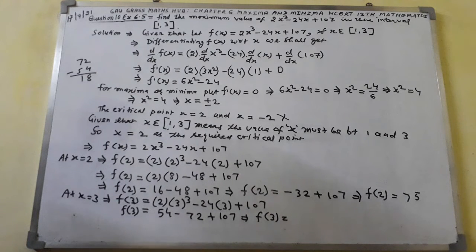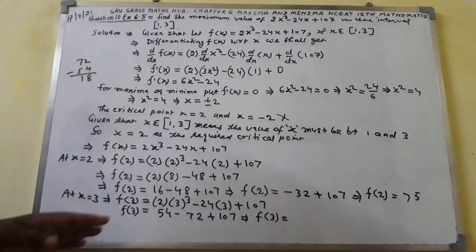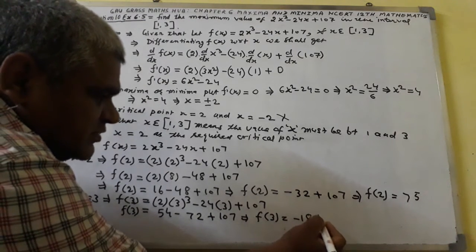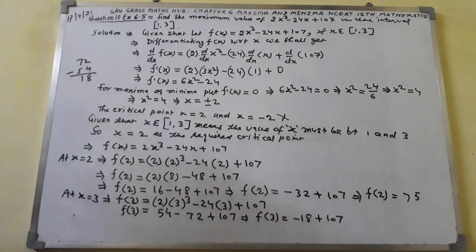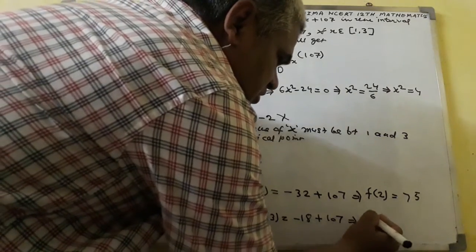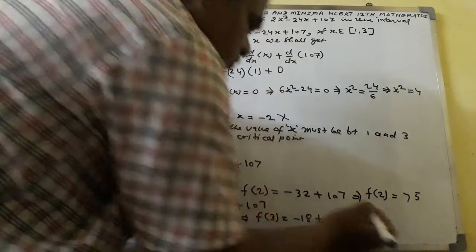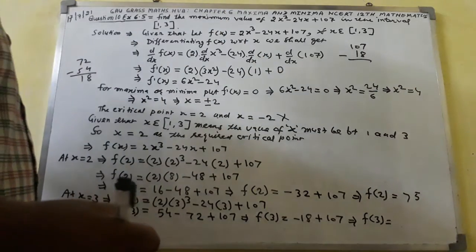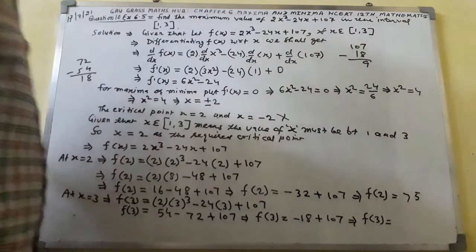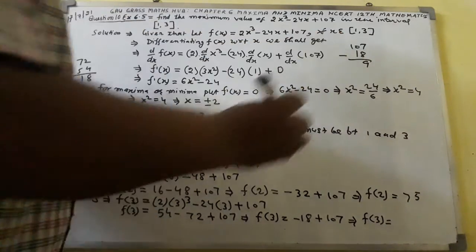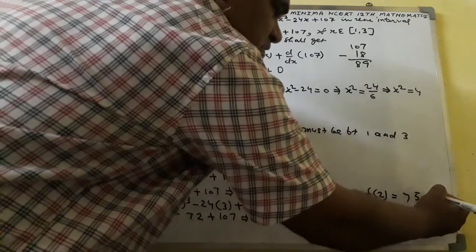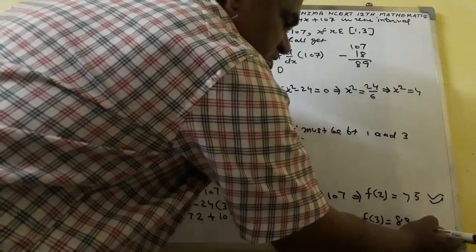What would we do here? Here I shall write minus 18. Minus 18 plus 107. I think it is correct. So I shall get f of 3 is equal to 107 minus 18. How much will you get? 9 I think. 9 minus 1 is 8, 89. This will be the correct answer.